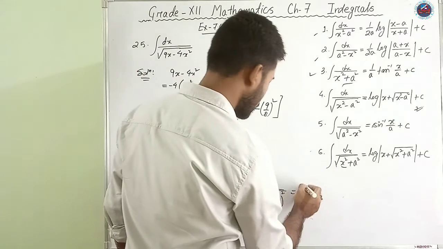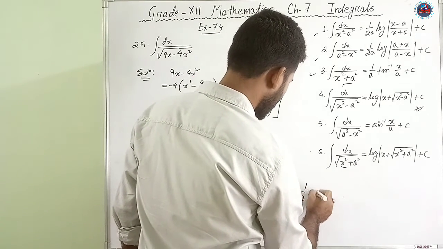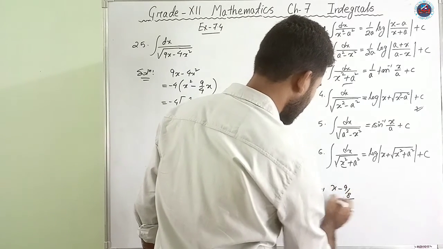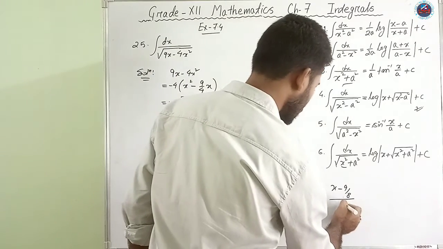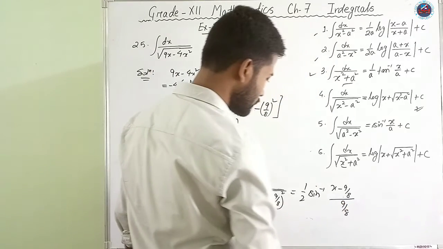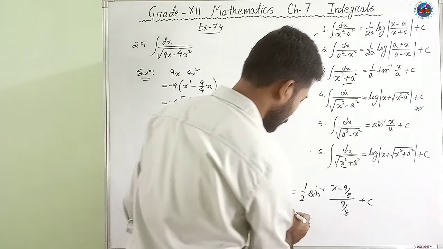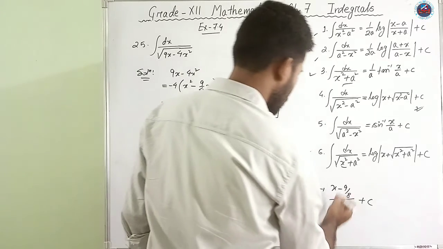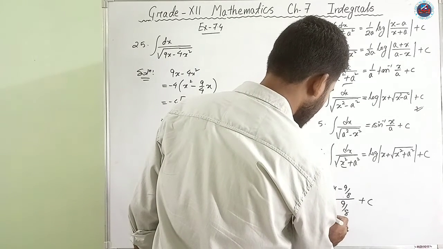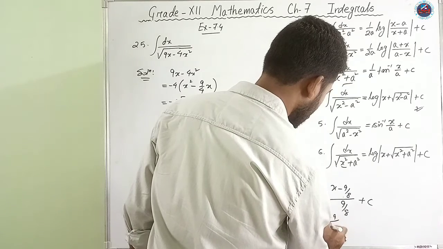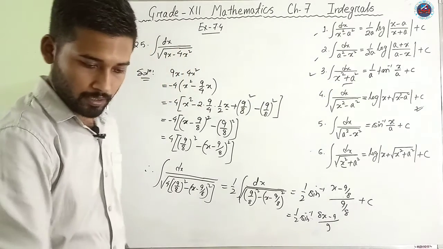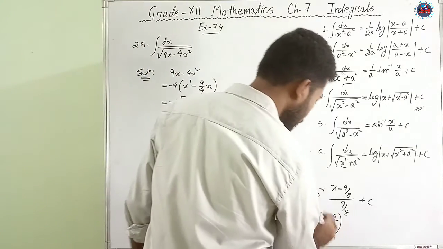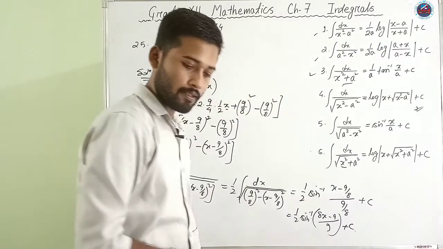Fine. So this will be equal to 1 by 2 sine inverse, what is our x? It is x minus 9 by 8 divided by a. A is 9 by 8. Okay, so plus c. Now if you manipulate it, it will be 1 by 2 sine inverse, so 8 will go up there, 8x minus 9 by 9. Okay, yeah, so it matches with option B. So I think option B will be the answer.